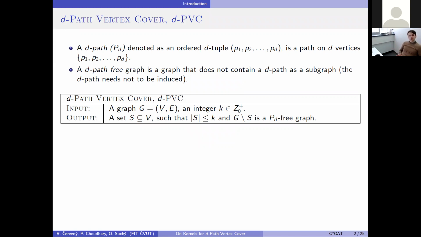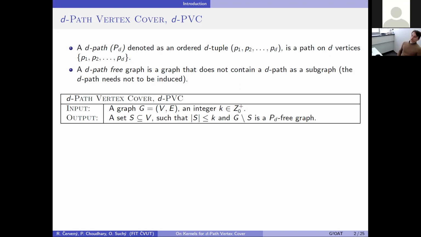So what is a dPath? A dPath is a path of length d-1, or on d vertices. And we are going to say that a graph is dPath free if there is no dPath as a subgraph in that graph. And the dPath need not be an induced subgraph. Any dPath in the graph will suffice.